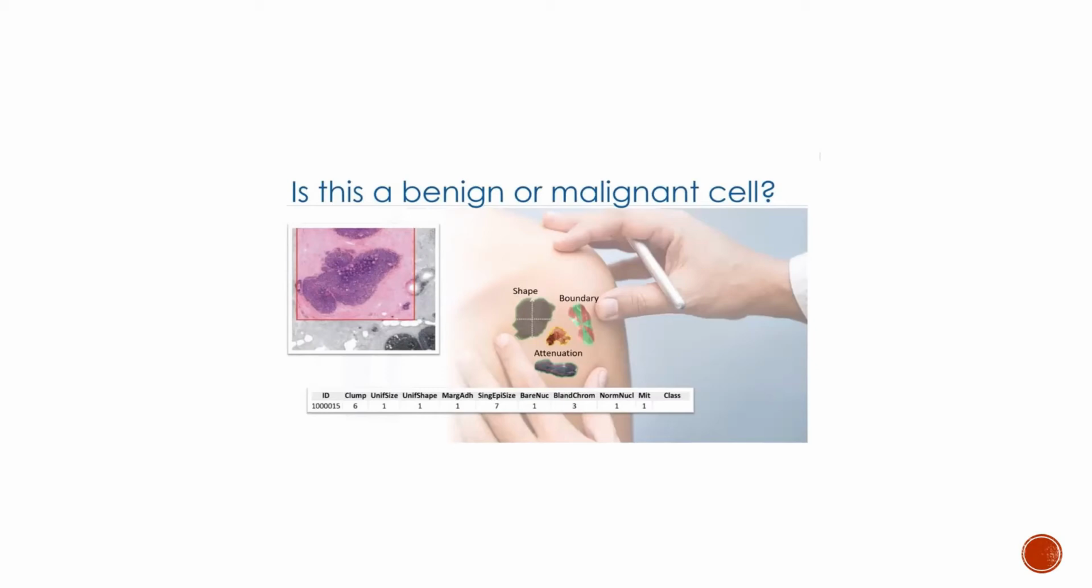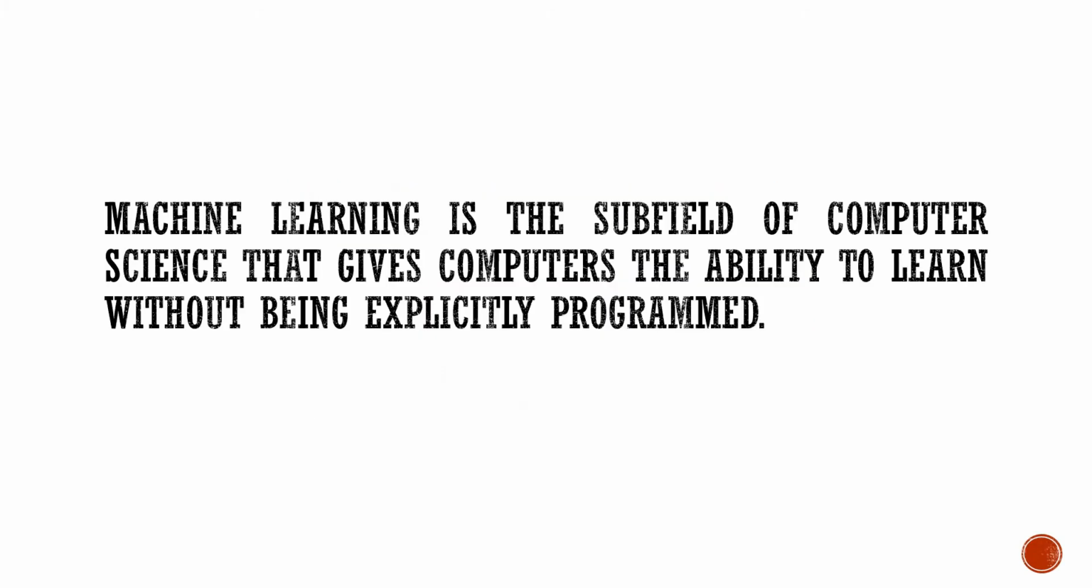Now let me give you a formal definition of machine learning. Machine learning is the subfield of computer science that gives computers the ability to learn without being explicitly programmed. Let me explain what I mean when I say without being explicitly programmed.